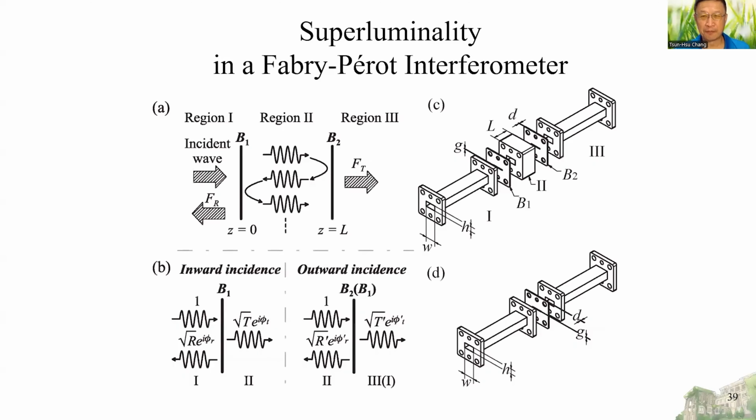First one: in this case, section 1, section 2, section 3 have the same waveguide geometry. What is different is boundary 1, here an iris, a small hole. Boundary 2, a small hole here.